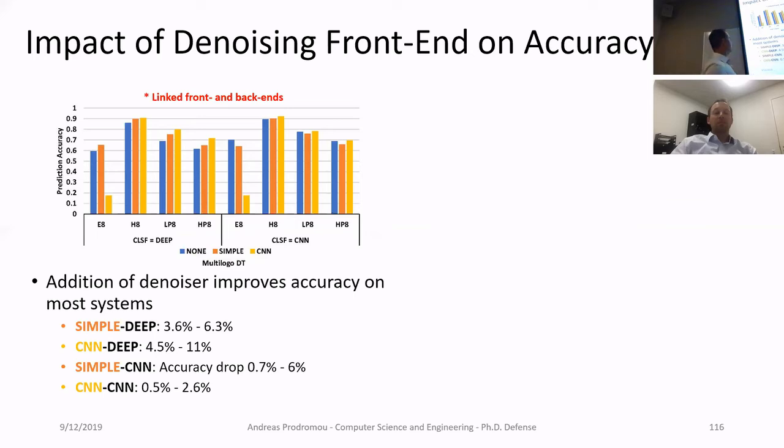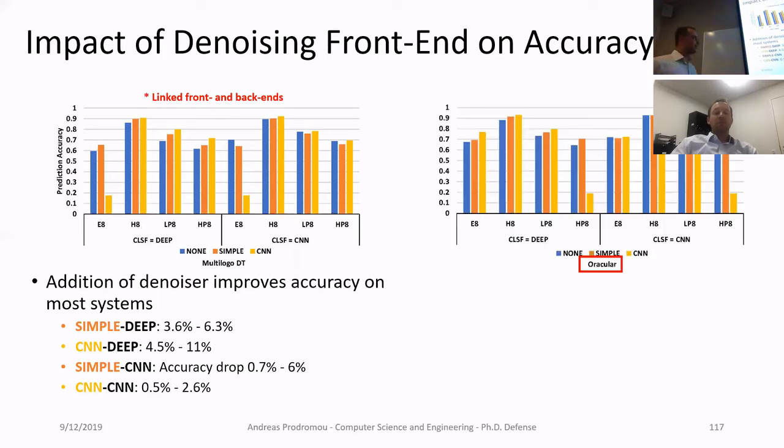First of all, the addition of a denoiser seems to improve accuracy on most systems. If we have a deep classifier, pairing it with a simple front end boosts accuracy up to 6.3%, 11% if we pair it with a convolutional one. If we have a convolutional backend, we actually measure that a simple front end doesn't help accuracy. It seems like the convolutional classifier has enough complexity to deal with prediction error. And adding a convolutional front end, this is the largest version of what we proposed, it improves accuracy up to 2.6%.